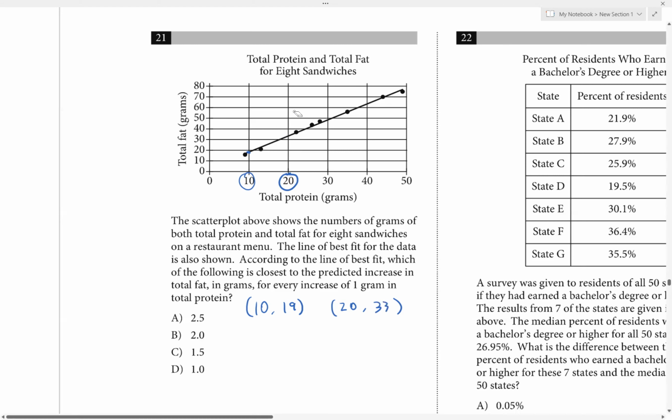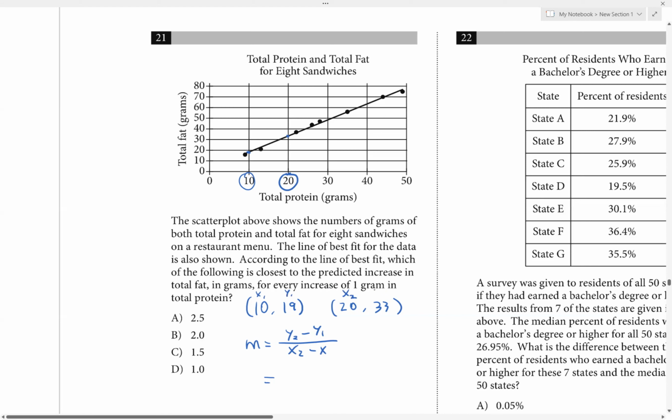Okay, so we can subtract and then solve for the slope. Remember, the slope formula is y2 minus y1 over x2 minus x1. If you want, we can label these x1, y1 and x2, y2. Then we subtract 33 minus 19 on the top, over x2 minus x1, which is 20 minus 10.